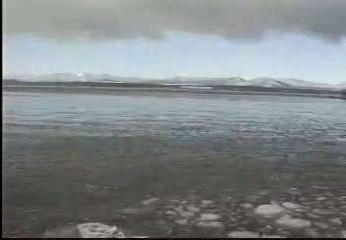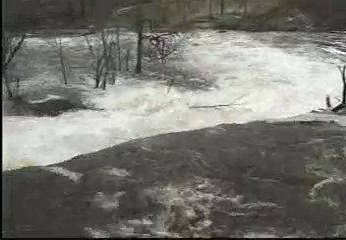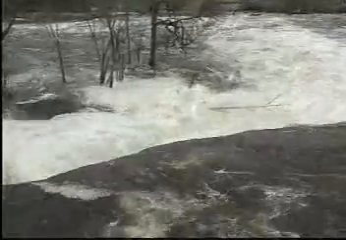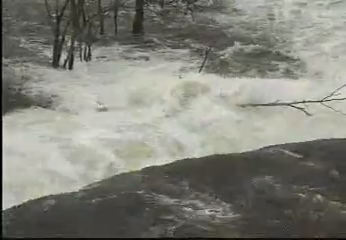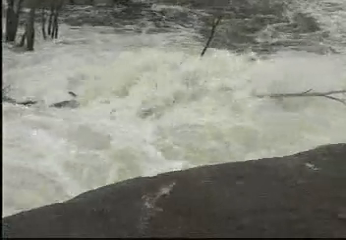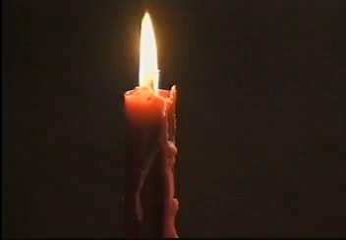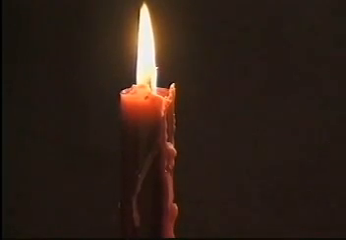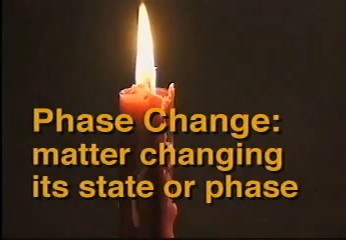What makes a substance like water able to exist in three phases: solid, liquid, and gas? And what causes water to change phases? The key is energy. Liquids contain more energy than solids, and gases contain still more energy than liquids. By taking away or adding energy to matter, a phase change can occur. A phase change is matter changing its state or phase.